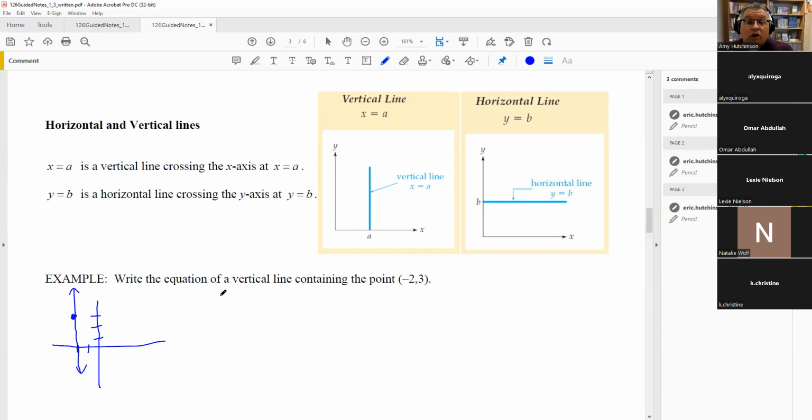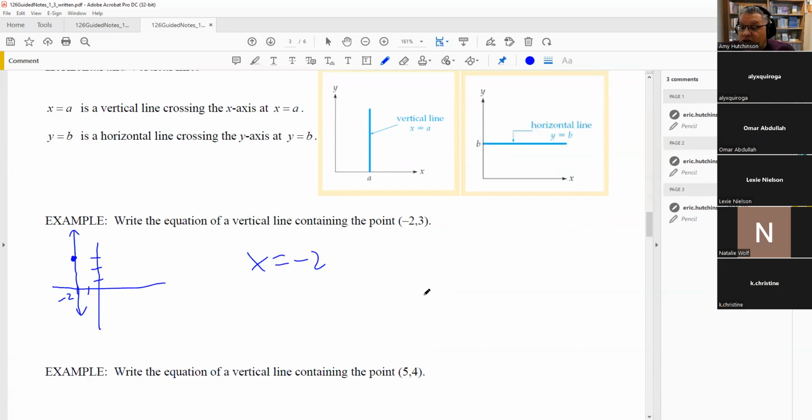So what I've done is I've drawn a vertical line that goes through the point (-2, 3). And now it's asking me to write the equation for it. If we look at this picture here, wherever the line crosses the x-axis, that's what your equation is going to be. I see that this crosses at -2, which means I'm just going to put x equals, because it's a vertical line, so I need x equals first, and then where it crosses, -2. That's the whole answer: x equals -2. So if it's vertical, it's x equals.